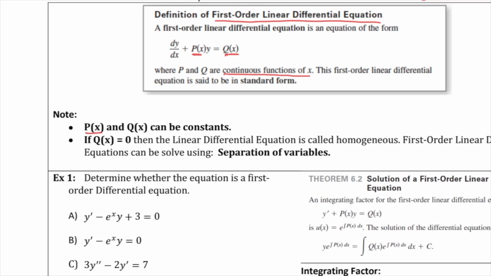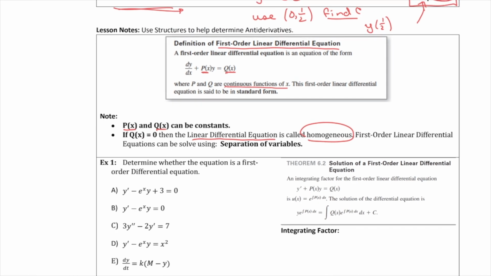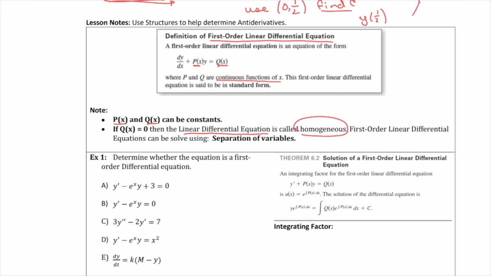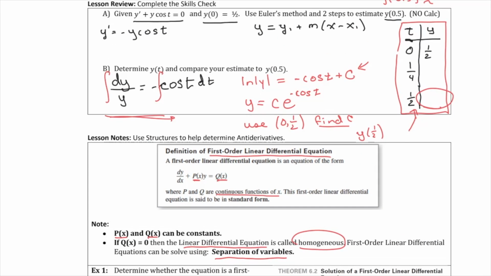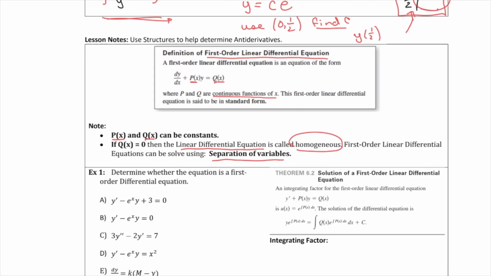Please note that p of x and q of x could be constant, and if q of x equals 0, then this is a special linear differential equation. It's called homogeneous, and it's the homogeneous equations that you're able to solve using separation of variables. So we have already worked on the homogeneous equation. That would be question A in your lesson preview.